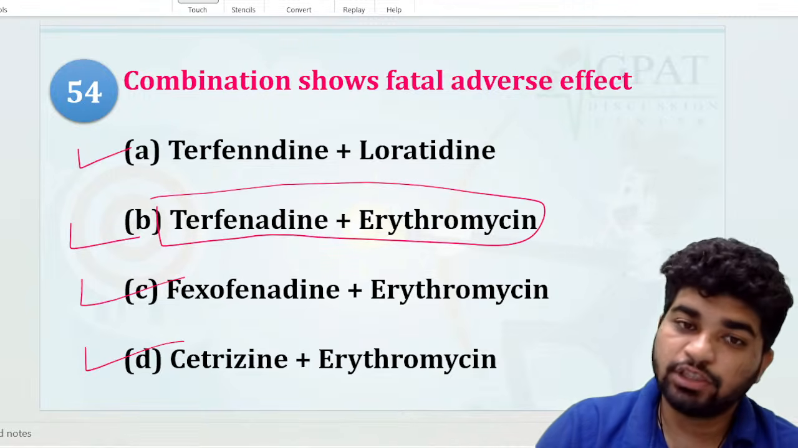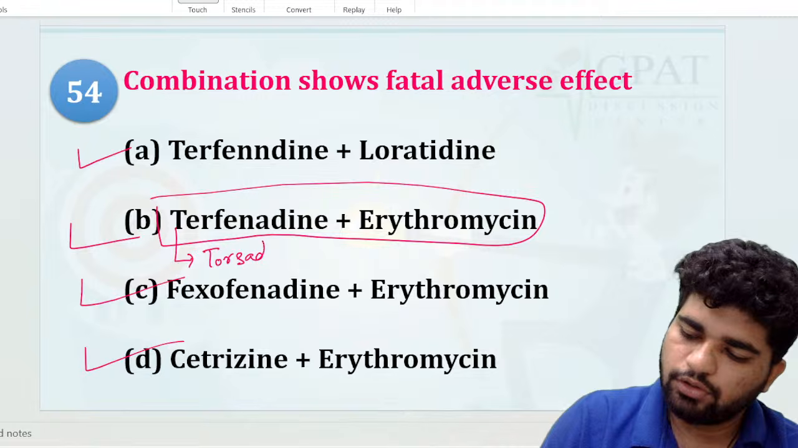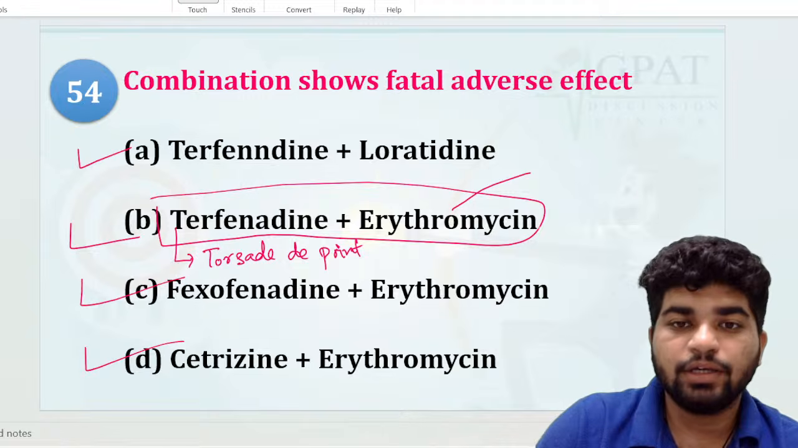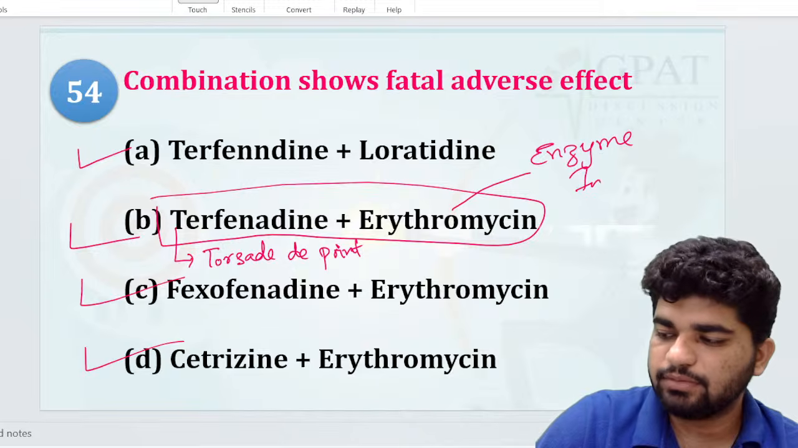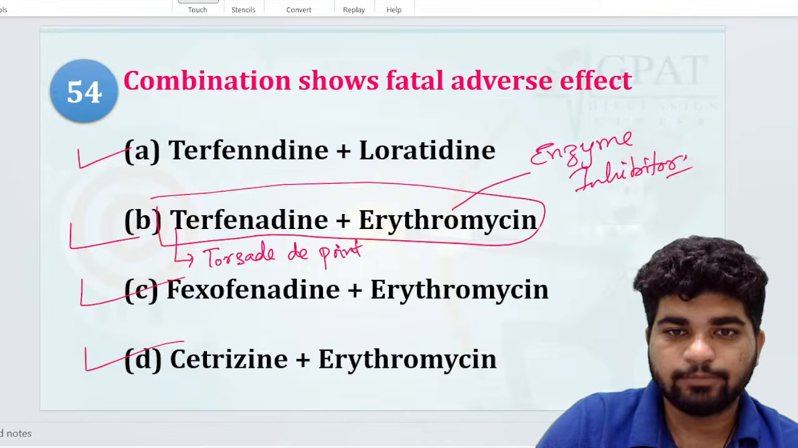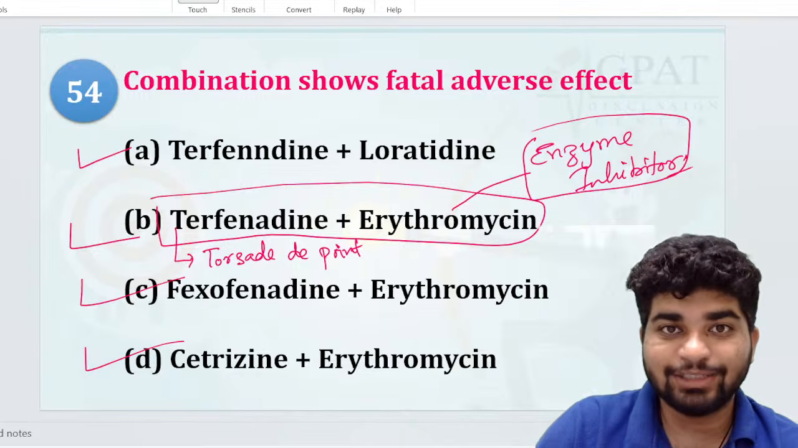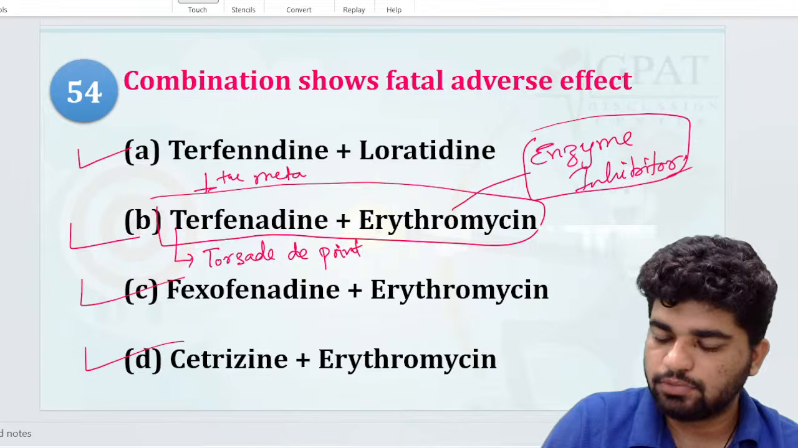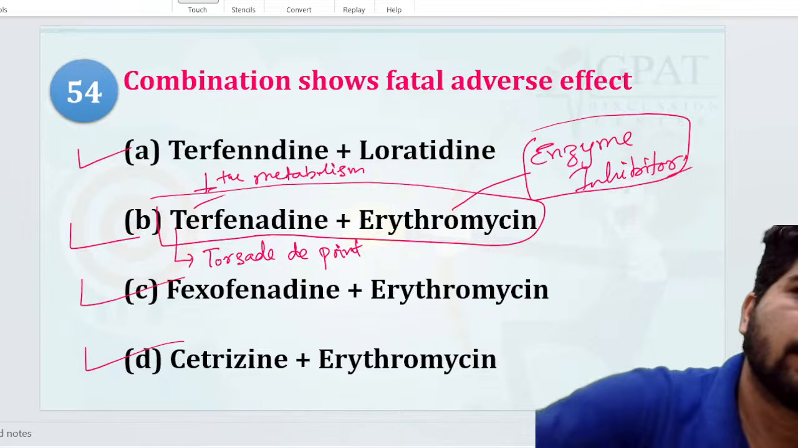Terfenadine plus erythromycin. How, sir? Because you know, T for terfenadine and T for torsades de pointes. And erythromycin is nothing but an enzyme inhibitor. This enzyme inhibitor, erythromycin, is going to decrease the metabolism of terfenadine. So what will happen?